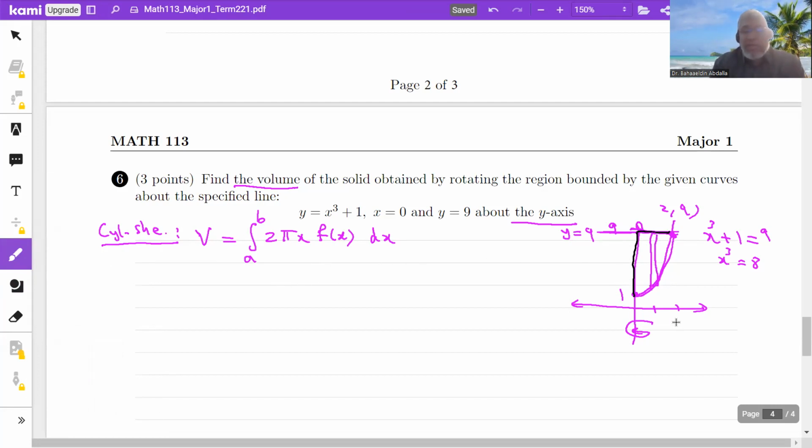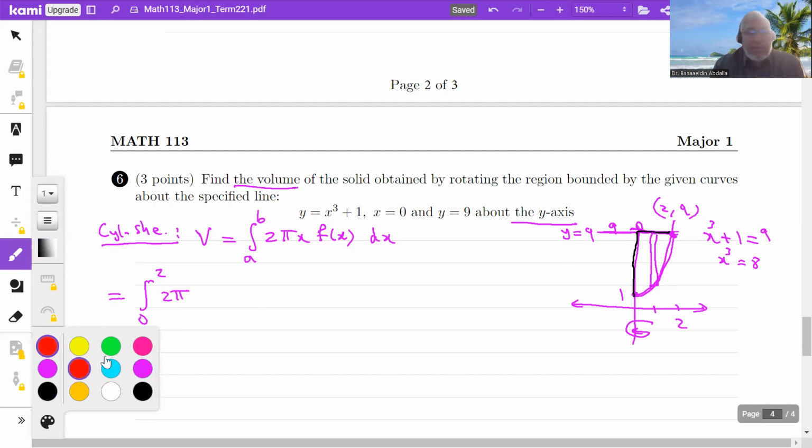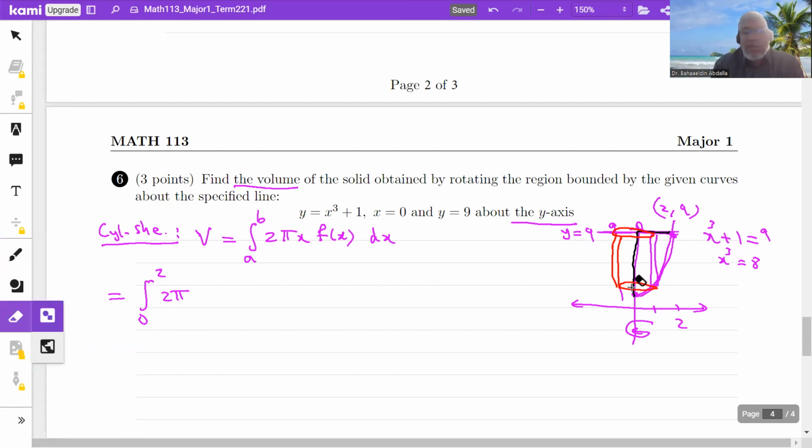So x runs from where to where here? This point is (2, 9), so x is from 0 to 2. 2 pi is always there. If you rotate this typical rectangle, you will get a cylindrical shell like this. Okay. Well, what is the radius of the cylindrical shell?